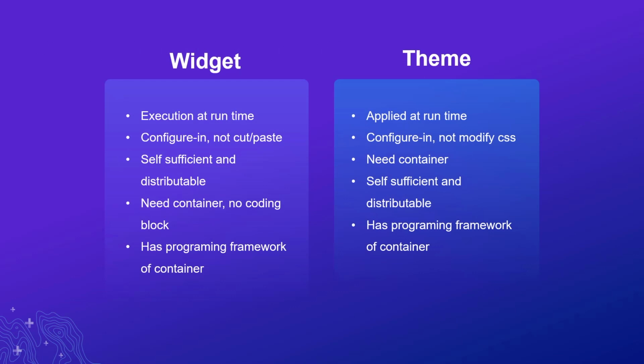The main place in Web AppBuilder to customize and extend are the widgets and themes. Widgets are executed at runtime. They should be self-sufficient, so you could take your widget and send it to a friend or colleague, and they could run the widget in their own Web AppBuilder. It needs a container, and it uses the framework of the container, where the theme is applied at runtime and is also self-sufficient and distributable. But a theme has no container per se. It kind of is the container for all the widgets that you'll add to the app.